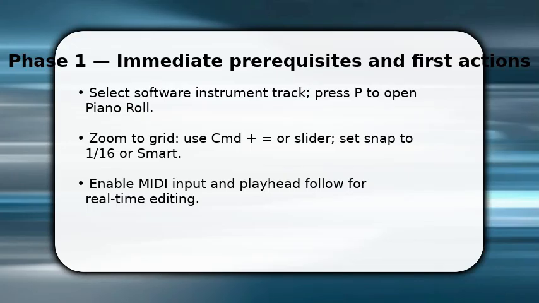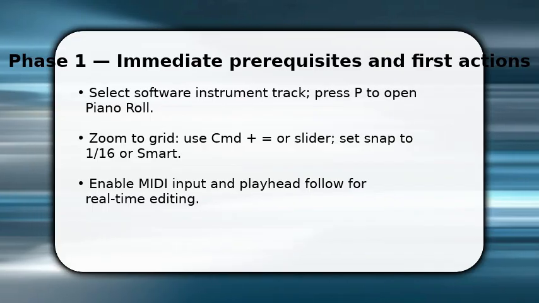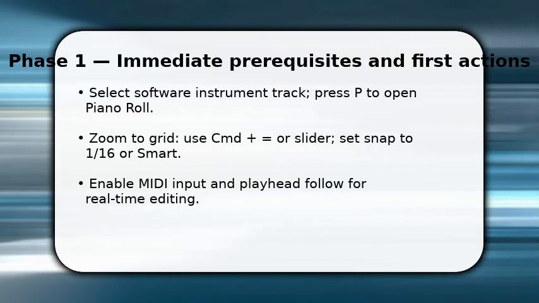You start by selecting the software instrument track and opening the piano roll now. This puts notes and velocity where you need them. Once done, zoom and set snap to 1/16 or smart so your rhythms lock in, and enable playhead follow so you can see note timing as you play.